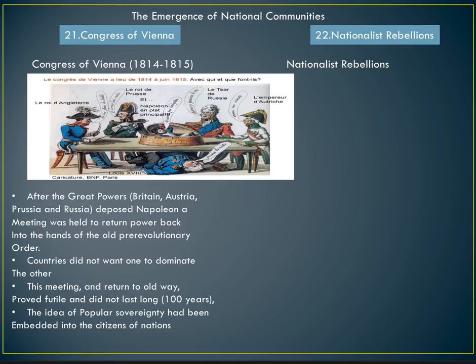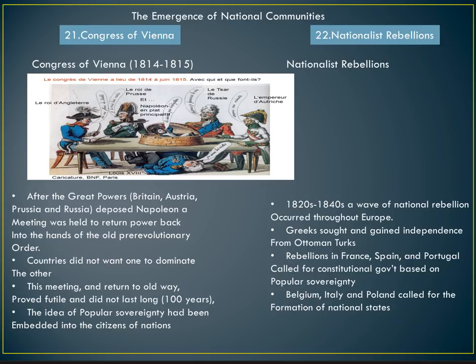And we don't want one country to dominate another one. And if we do this, then we'll be okay. If we put things back to the way they were before the revolution, then we'll be okay. So this meeting and the return to old ways proved futile and did not last long, only 100 years. And the idea of popular sovereignty had been embedded into the citizens of the nations. So this attempt to put things back didn't really work. It didn't work at all. And it was too late. Popular sovereignty had taken over.